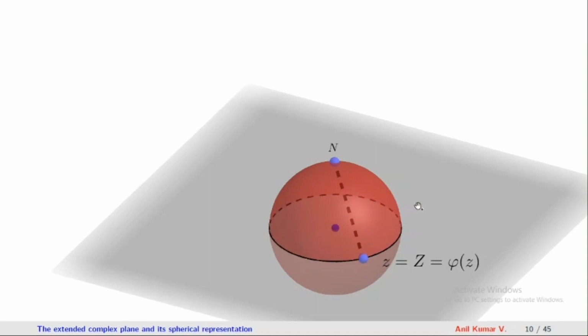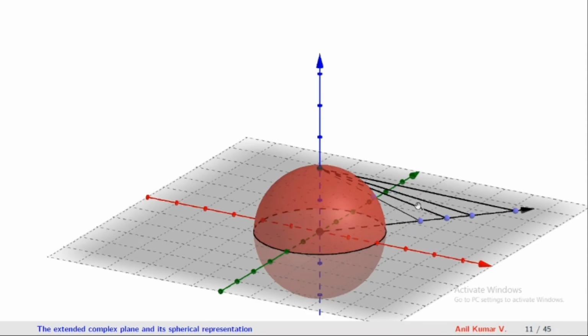Now take a sequence zn in the complex plane such that the modulus of zn diverges to plus infinity, and this is the point z1 and this is z2, z3, etc. And observe that the modulus of that sequence diverges to plus infinity. So in this case, the spherical image approaches the north pole.